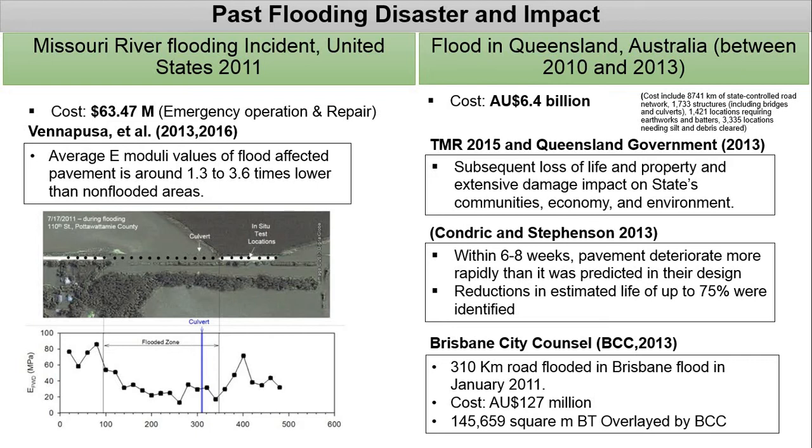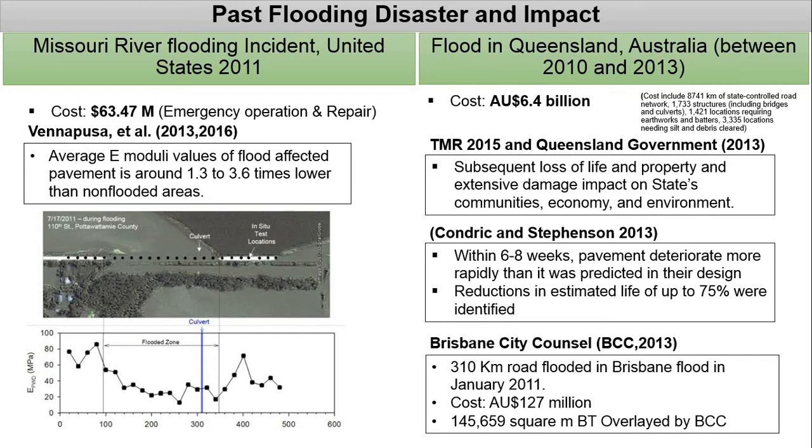There were two similar incidents, in Australia as well as in the United States, but the most severe one was in Australia. The consequences of flooding from 2010 to 2013 cost $6.4 billion to the Australian government to reconstruct 8,000 route kilometers of road, 1,700 road structures, and other earthwork, and to clear debris.